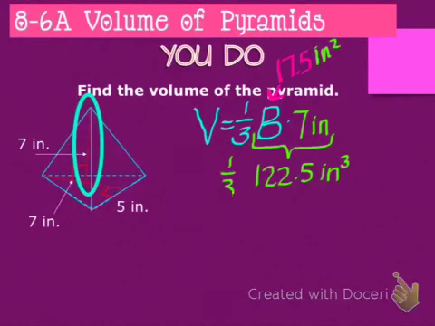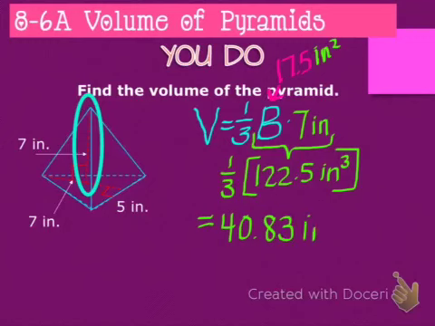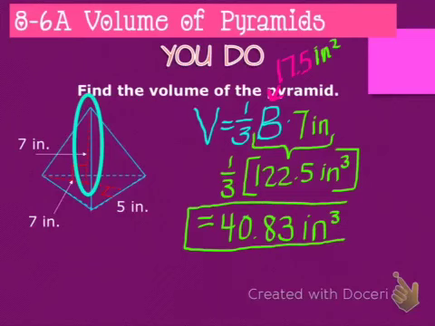Then we also have to still divide by 3 to get our volume because it's just a pyramid, not a prism. And when we do that, we're going to round a little bit. We're going to get 40.83 cubic inches. And that's the answer for that you-do. But because it's so early and we're just learning how to do this, I wanted to make sure you could see how it's done. So check your work, and hopefully you're starting to get the hang of this.